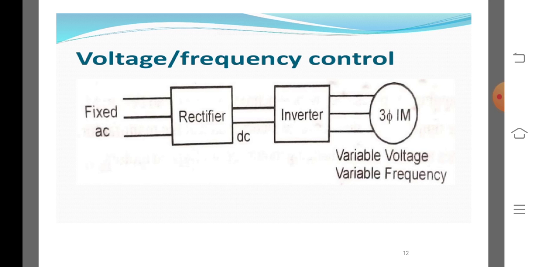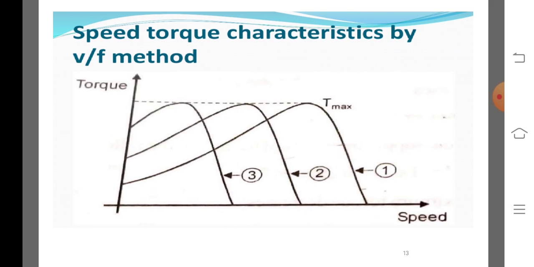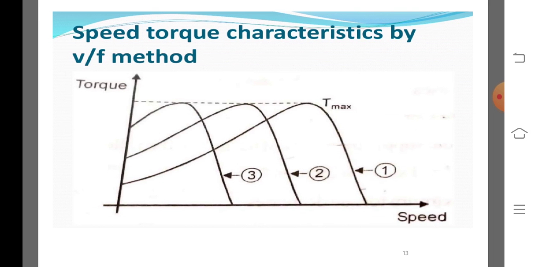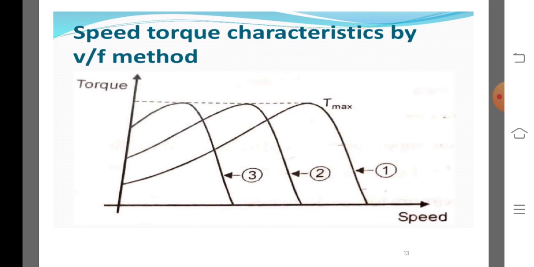If we combine these two features, we can achieve a control design by which the speed increases and the torque is kept the same. This is known as V by F control. The change in V by F is a powerful method for speed control of induction motor. There are several variations where the V by F ratio is adjusted to provide special operating performance. The most common method is the fixed V by F ratio, that means voltage by frequency ratio.